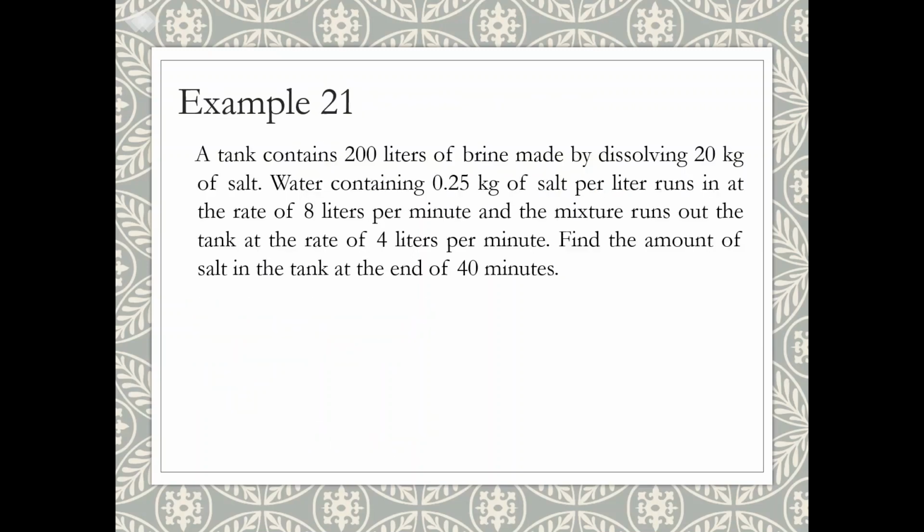Now, refer to example 21. A tank contains 200 liters of brine made by dissolving 20 kg of salt. Water containing 0.25 kg of salt per liter runs in at the rate of 8 liters per minute, and the mixture runs out of the tank at the rate of 4 liters per minute. Find the amount of salt in the tank at the end of 40 minutes.